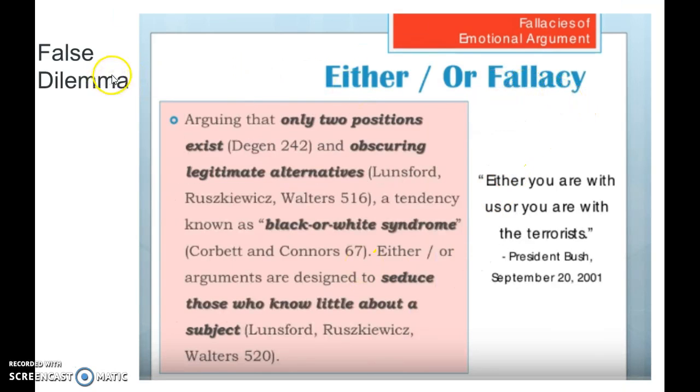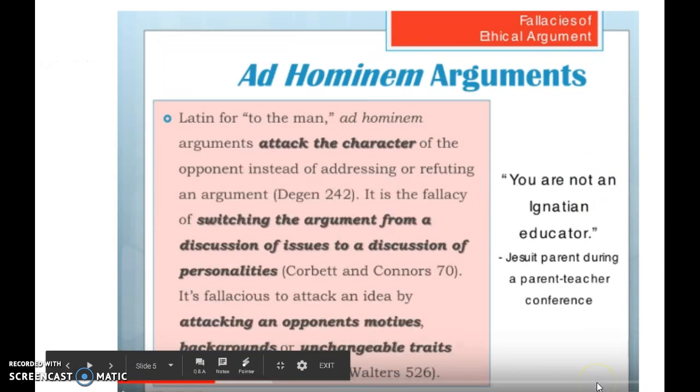Either or, a false dilemma. They're trying to argue that there are only two possible alternatives. It's also been called black or white syndrome. So either you're with us or you're part of the terrorist group. That is a false dilemma.